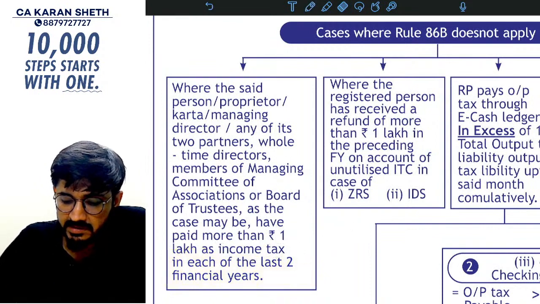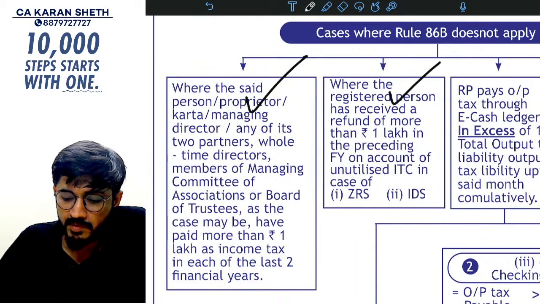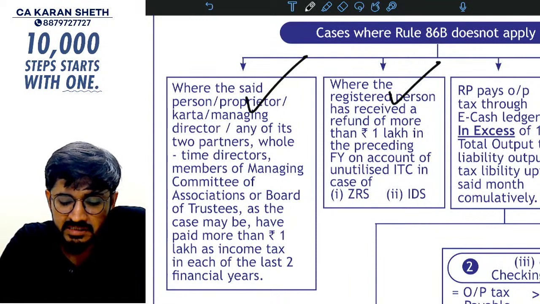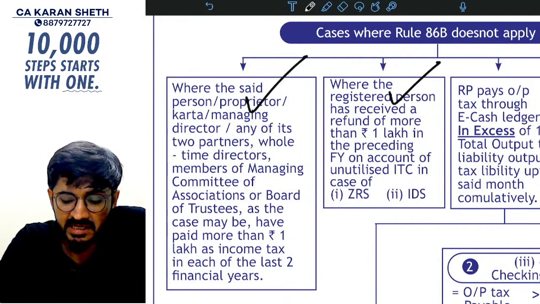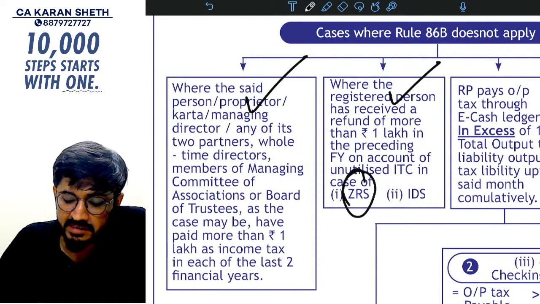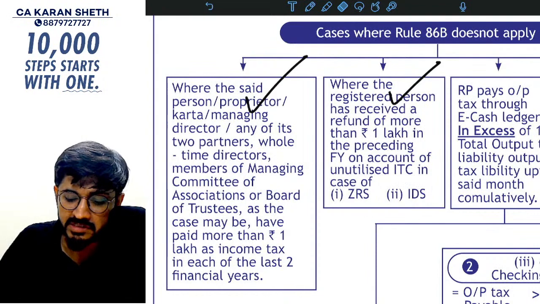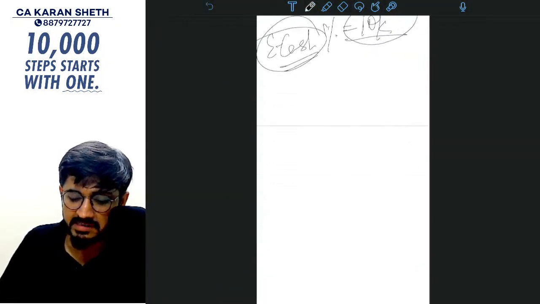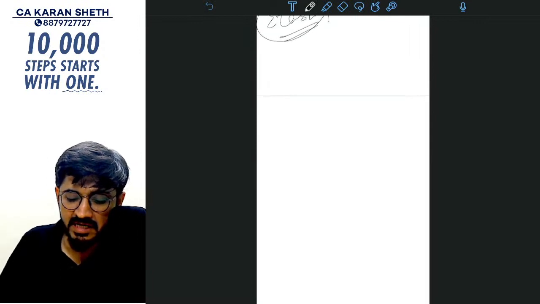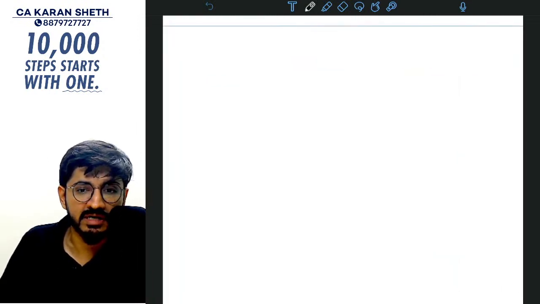Second, my dear friends, is with respect to where the registered person has received a refund of more than 1 lakh in the preceding financial year on account of unutilized ITC in case of zero rated supply and inverted duty structure. Now, what do you mean by this? Understand what is inverted duty structure, guys.